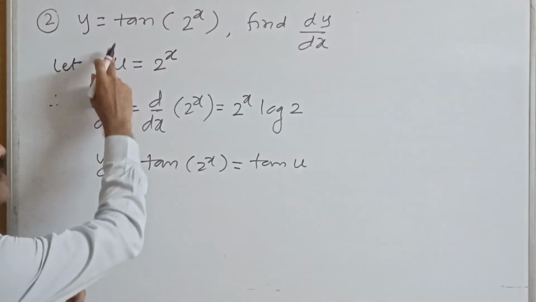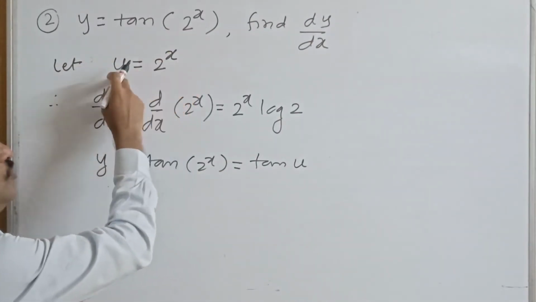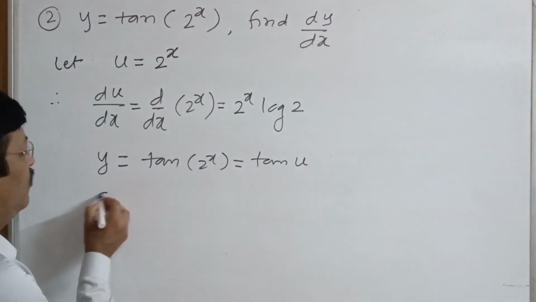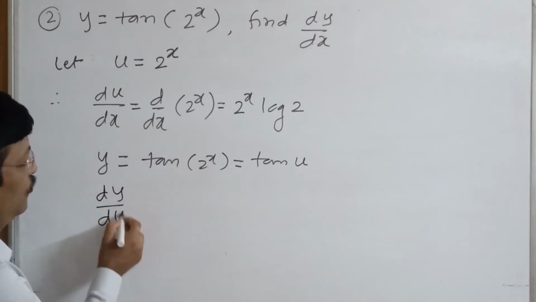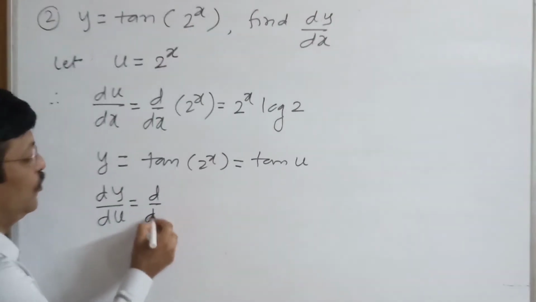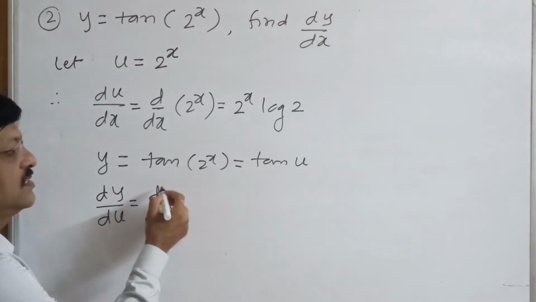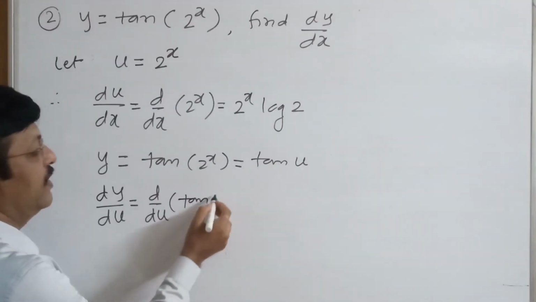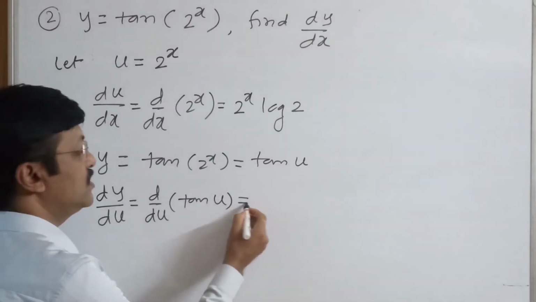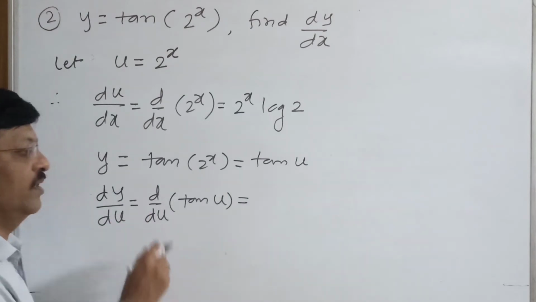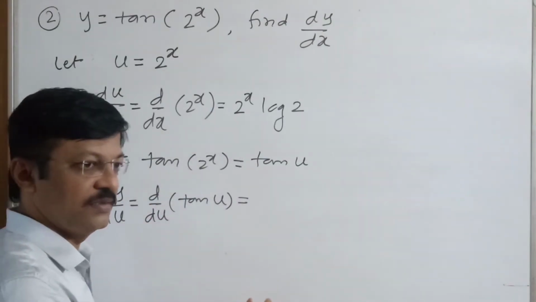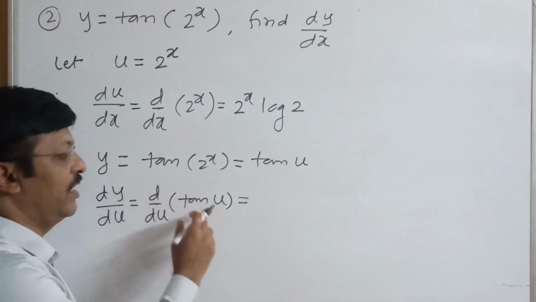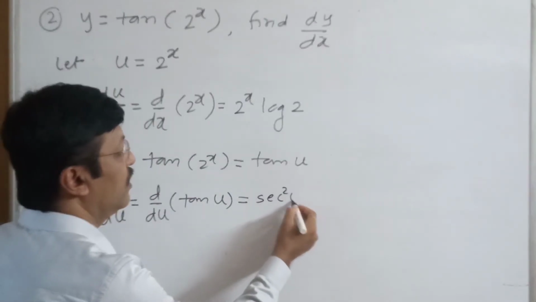Earlier we wrote y is equal to tan of 2 raised to x, but 2 raised to x is taken as u, so I write y is equal to tan u. Therefore dy by du, which you have to find, is d by du of tan u. Now d by du of tan u is just like d by dx of tan x. d by dx of tan x is sec square x. So just like that, d by du of tan u is sec square u.